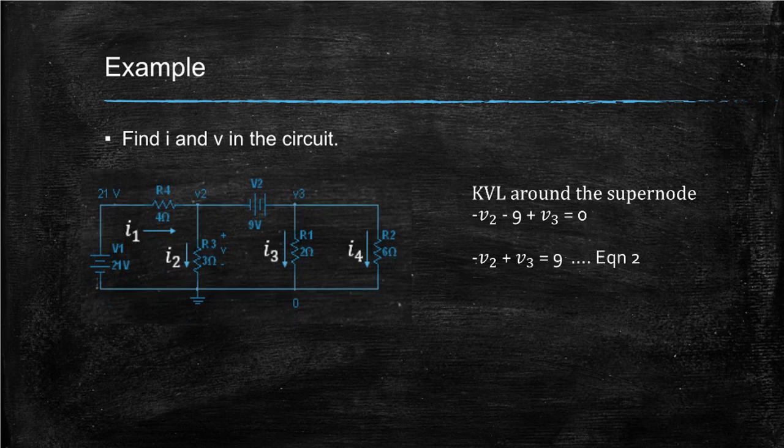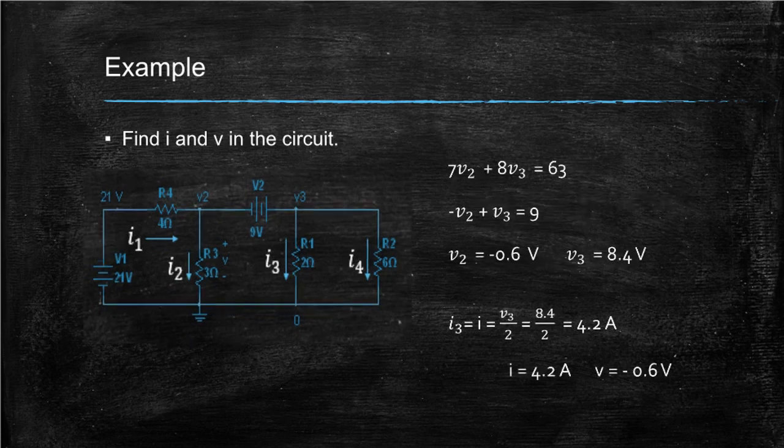Use both equations to find V and I. Remember, I3 is I from the original circuit diagram. V is the voltage of resistor 3 or V2. V equals -0.6 volts and I equals 4.2 amps. With that, comes an end to the lecture.